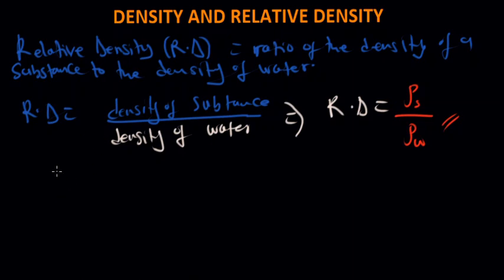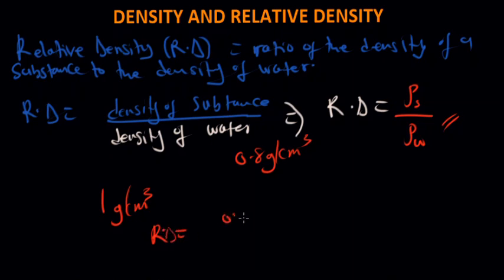So imagine we have a density of water, which we know is 1 g per cm cube, and another substance which can be maybe 0.8 grams per centimeter cube. Okay, so if you want to find the RD, RD is equal to 0.8 over what? 1, which will be equal to actually 0.8, but because the units are the same, they will cancel out.